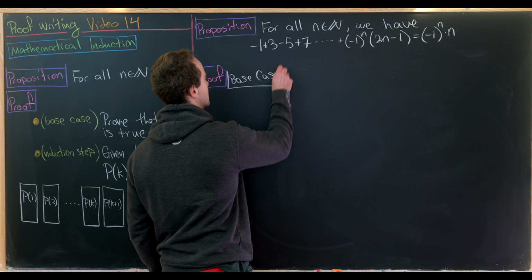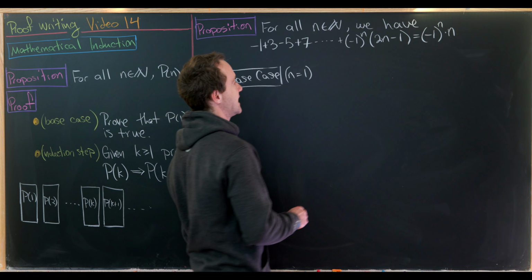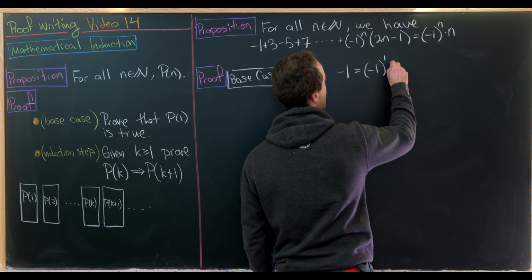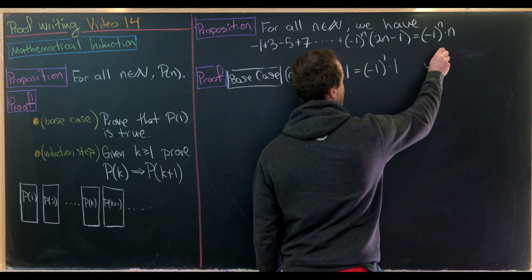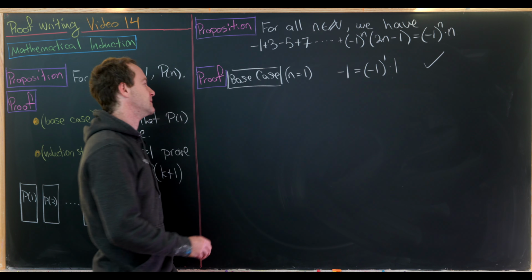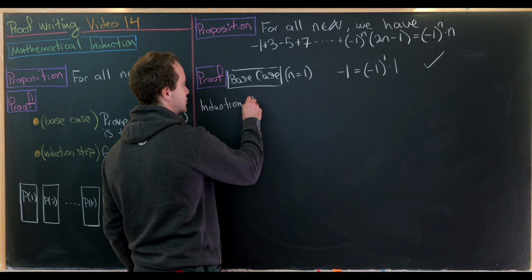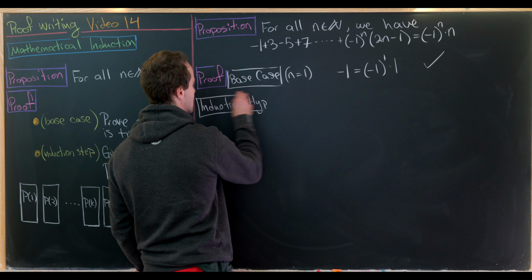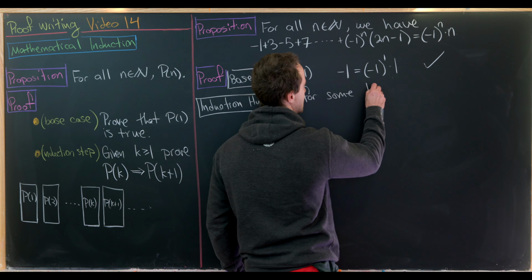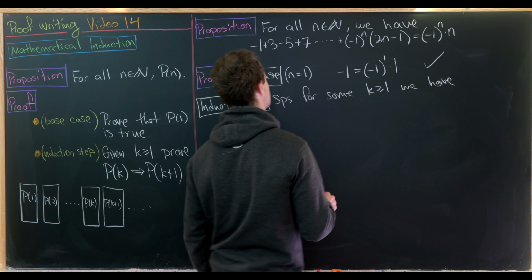Okay, so let's see our base case here. That is also the n equals 1 case. So let's see what happens with the n equals 1 case. We have minus 1 is the same thing as (minus 1) to the 1 times 1. So we're good to go there. Notice the base case is generally quite simple. Okay. So now let's make our induction hypothesis, which is that the kth case is true. Let's suppose for some k bigger than or equal to 1, our statement is true.